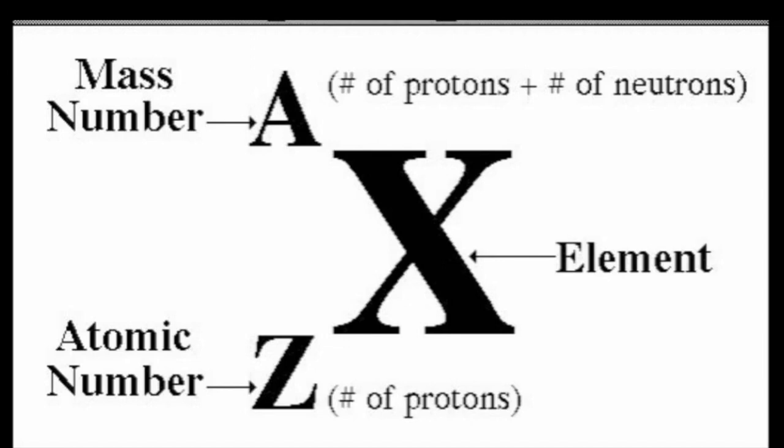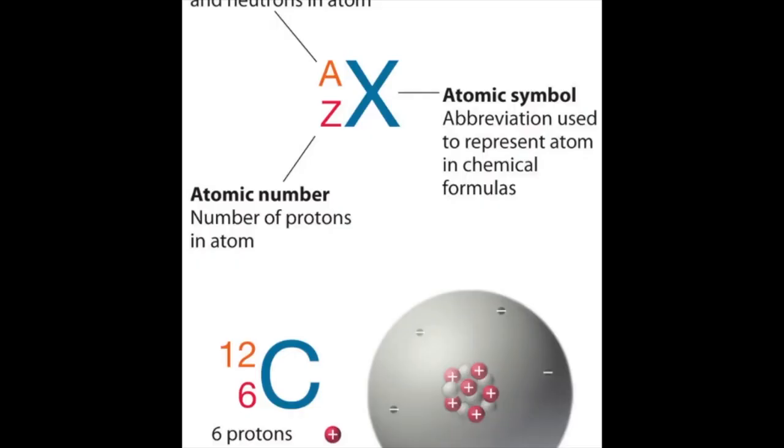Now the notation, as you all know, the notation for the element is A X Z. A is the mass number, Z is the atomic number, X is the element. Suppose we take carbon here. Carbon has a mass number of 12, atomic number of 6, and C is the symbol of it. So 12 is the mass number. So it contains 6 protons, 6 neutrons, and 6 electrons.